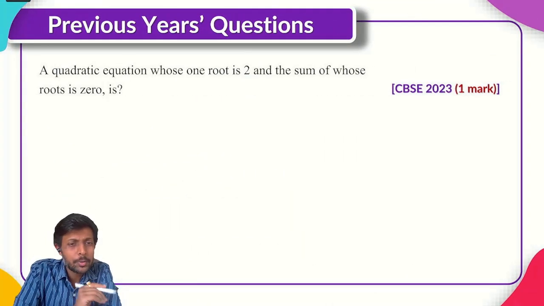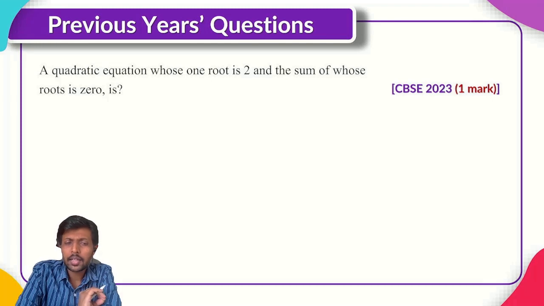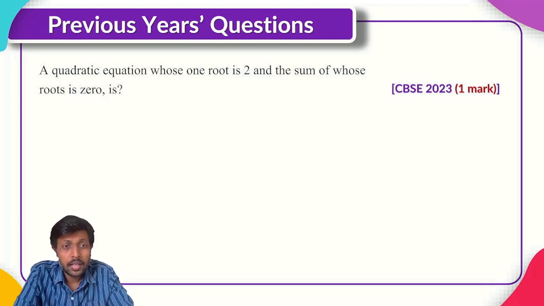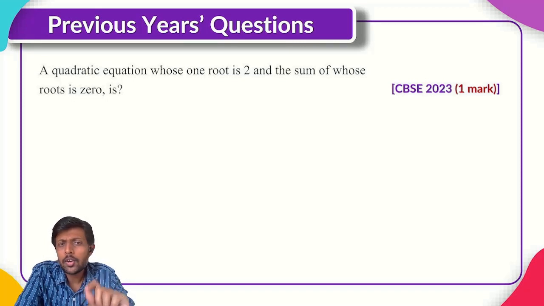Let's move on quickly to this previous year's question. This came just last year. Pause the video, try it for 5 minutes, and then come back and look at the solution. Let's look at the solution now. A quadratic equation whose one root is 2 and the sum of roots is 0. So we have to find the quadratic equation.